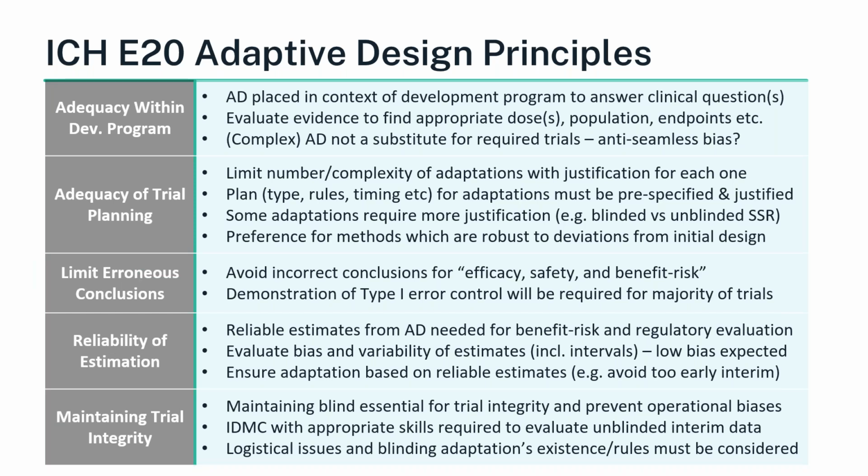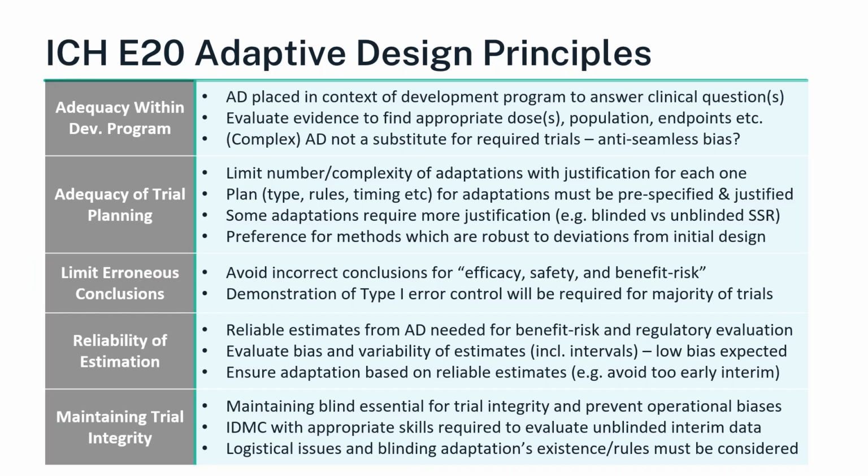Just note, obviously, some adaptations require stronger justification. They give the classic example that a blinded adaptive design probably requires less justification than an unblinded one, because obviously it doesn't require access to unblinded data, has a lesser effect on the type 1 error, and less effect on operational bias overall. And then obviously there's preference for methods which are robust to deviation from the initial design.